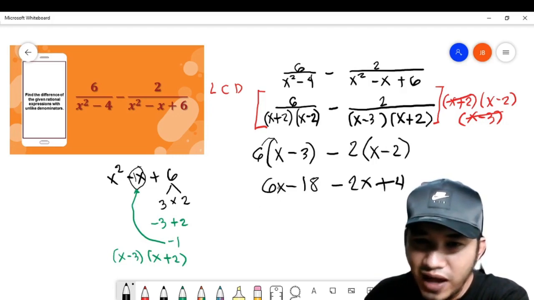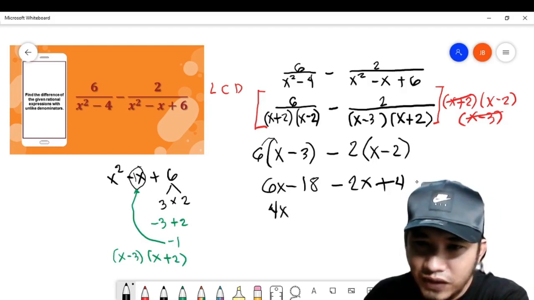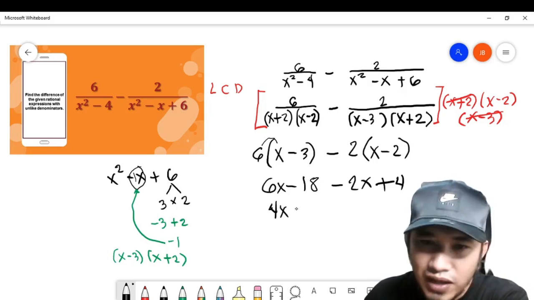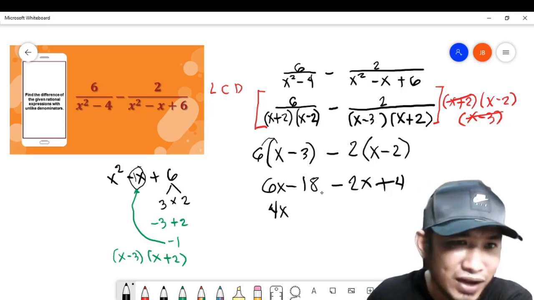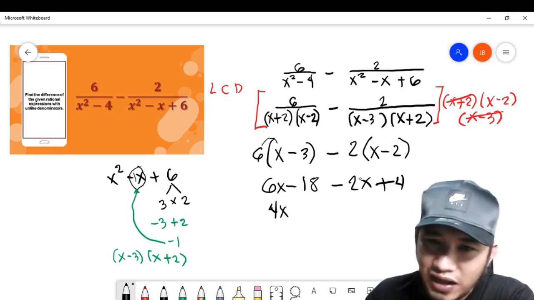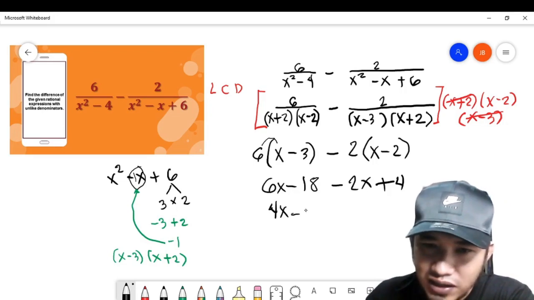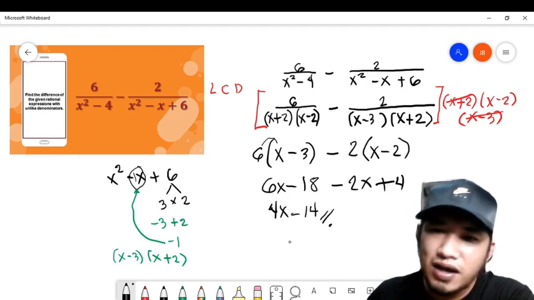So simplify. Pagsama-samahin lang magkakamukha. 6x minus 2x is ilan? That is 4x. Okay. Lilipat natin sa kabilang side, equate natin sa 0. Ay no, sorry. Kukunin mo yung value ng x? Hindi kukunin yung value ng x. So simplify lang natin siya. Negative 18 plus 4 is negative 14. And that is the final answer.